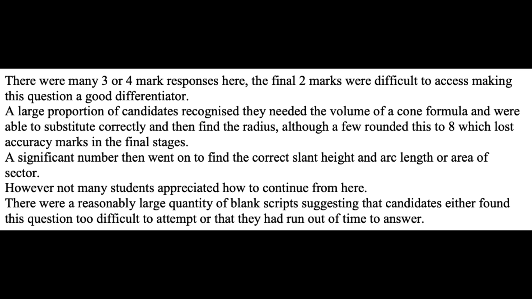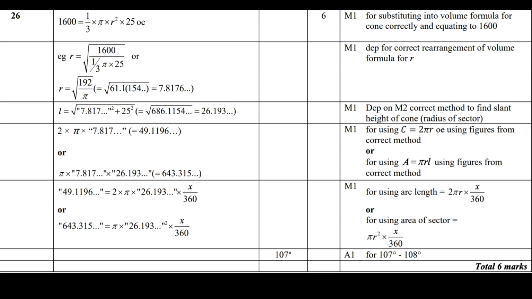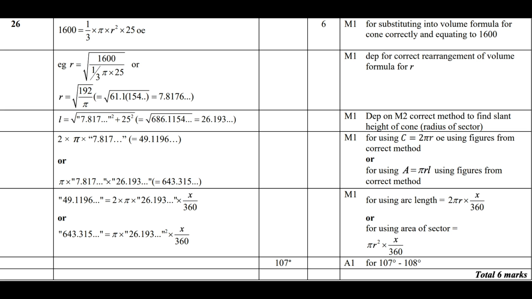A lot of blank script. It says, gosh. Okay. And 107 degrees. Good, excellent. It looks like they were keeping 3 significant figures as they were going through, or maybe they were using exact values stored in their calculator memories.